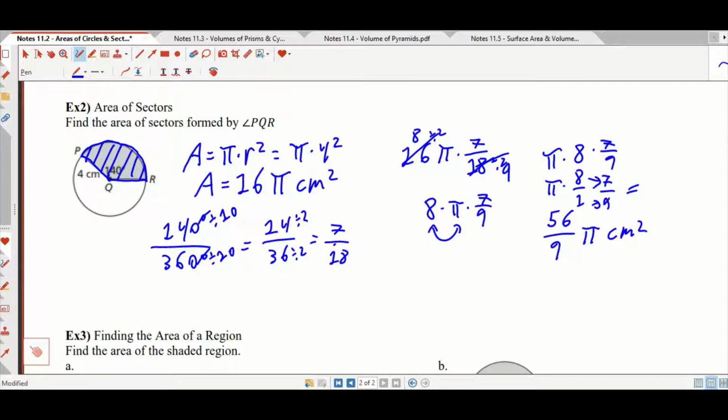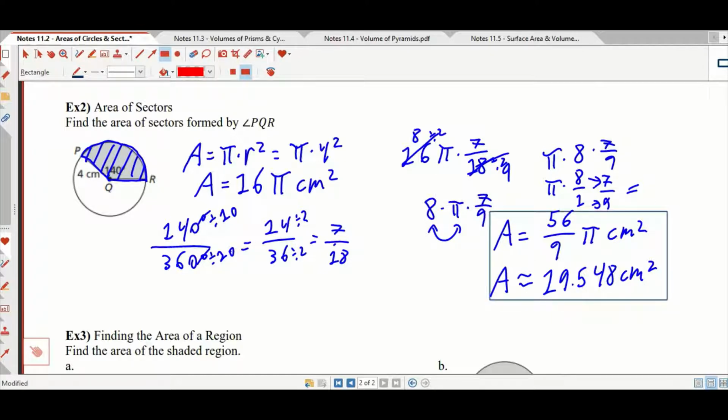So that's the exact area of the sector, which means for the approximate area, we're going to do 56 divided by 9. We multiply that by pi, and we get about 19.548 centimeters squared is the approximate area of that sector. Cool.